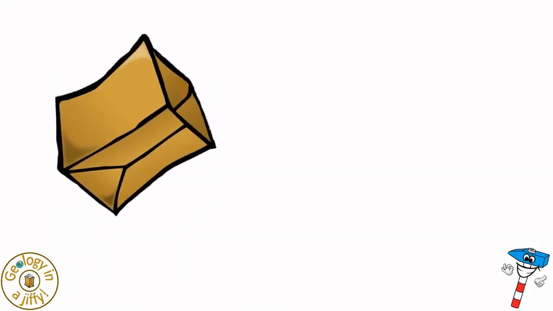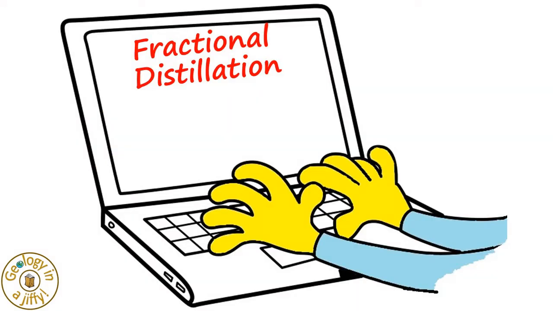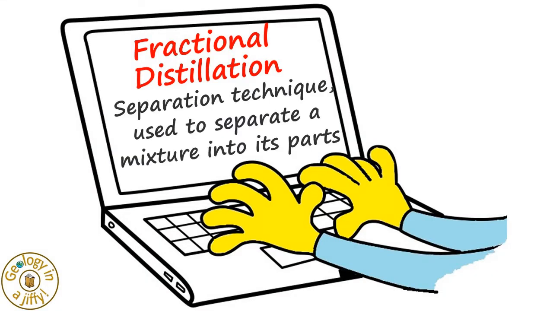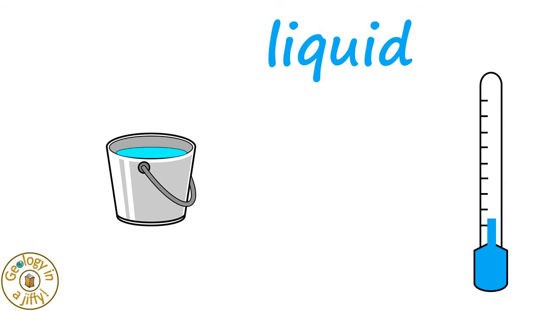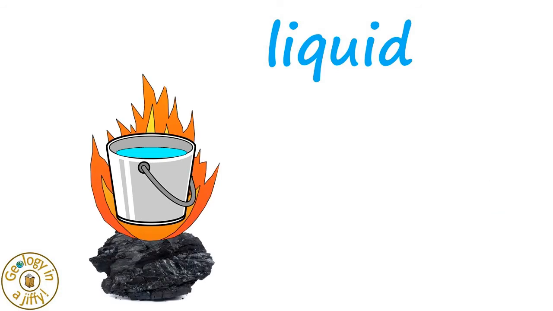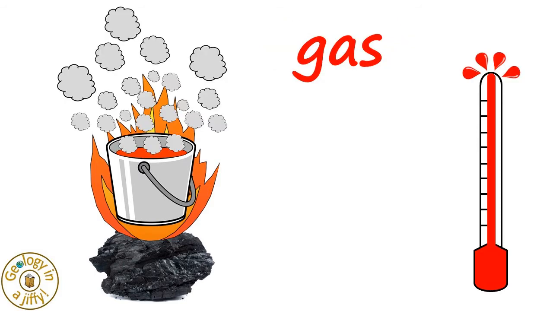It's fractional distillation of crude oil. Fractional distillation is a separation technique used to separate a mixture into its component parts, namely fractions. If we take a cold liquid and heat it, it will increase in temperature until it gets so hot that the liquid turns to a gas.